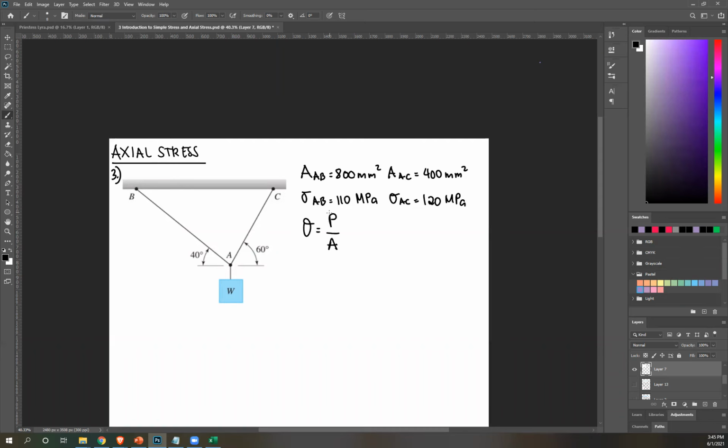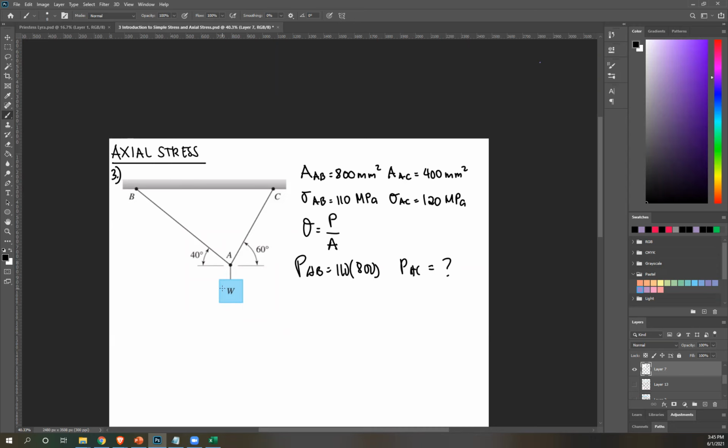Now, some of you might think the solution of this would be taking this, know that stress is P over A. Therefore, PAB is 110 times 800. Okay, and after knowing PAB, do the same for PAC, you'll get a value. Then from that value, you're gonna do free body diagram here, summation of forces, right? And then you're gonna use this to solve for W. That is incorrect.